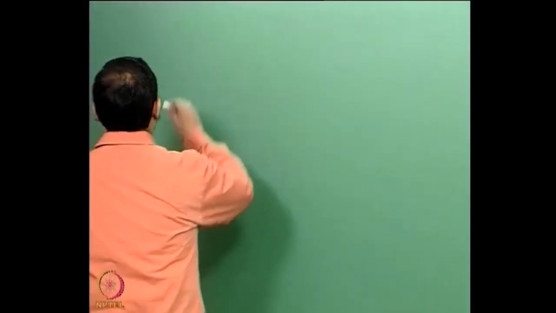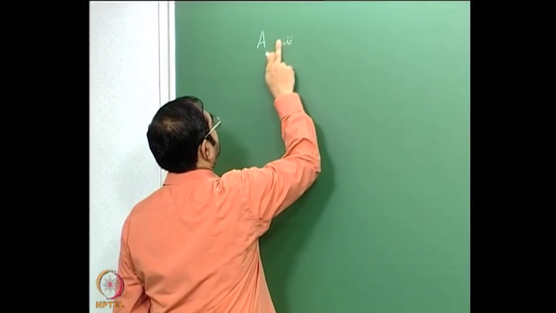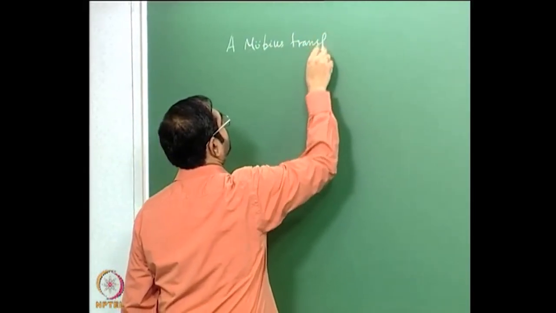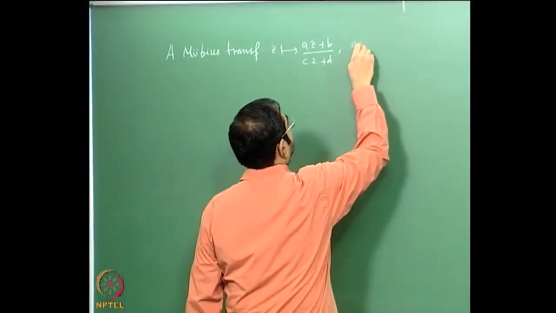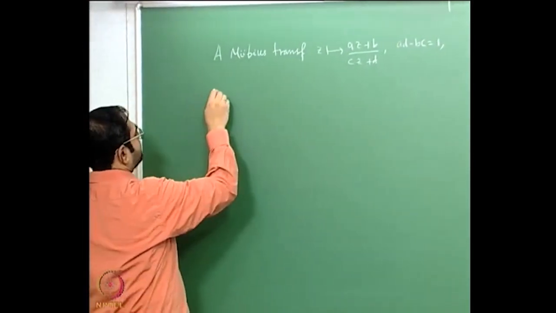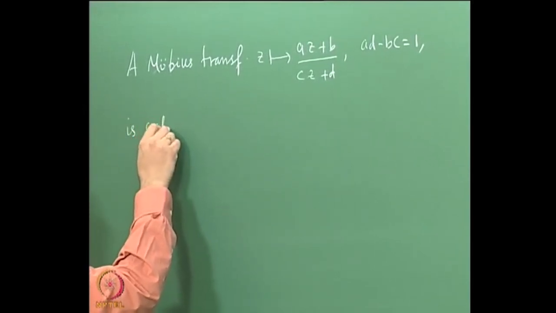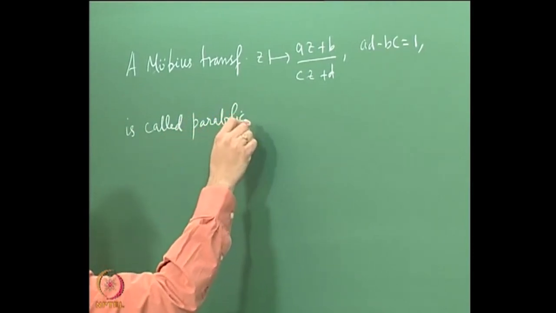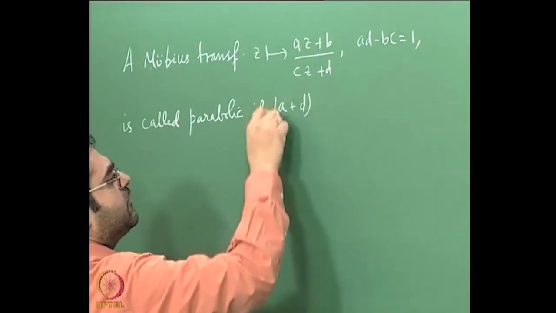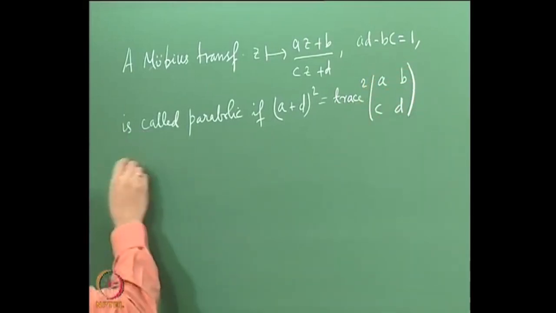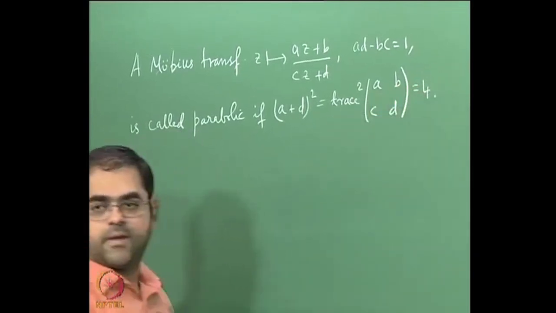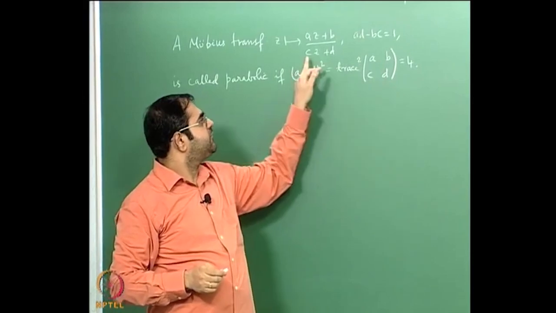Okay, so let's continue with our discussion about Moebius transformations. Yesterday, in the last lecture, I was trying to tell you that your Moebius transformation z going to (Az + B)/(Cz + D), with the condition AD minus BC equal to 1, is called parabolic if (A + D) the whole squared, which is actually the trace squared of the matrix ABCD, is equal to 4. Okay, so this matrix ABCD is a representative of this Moebius transformation in SL2.